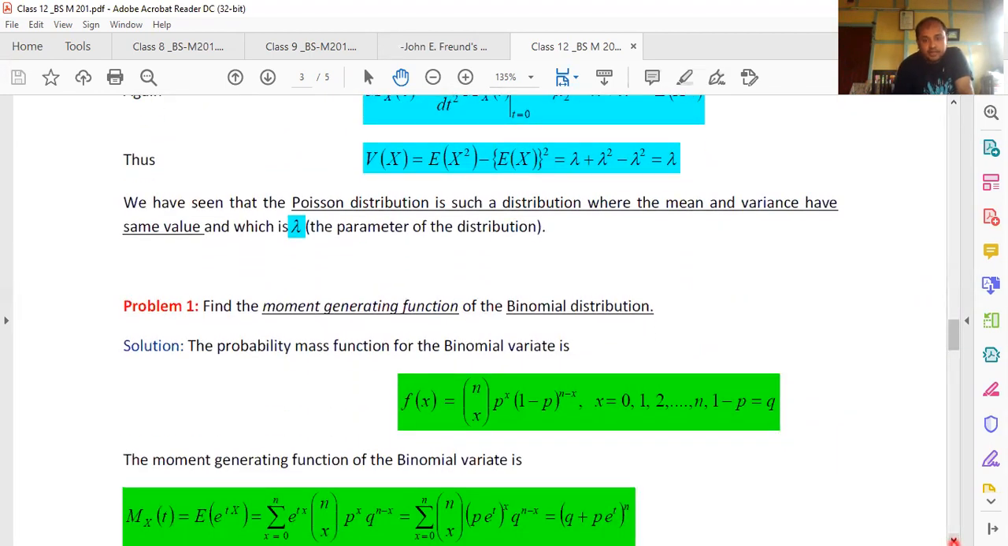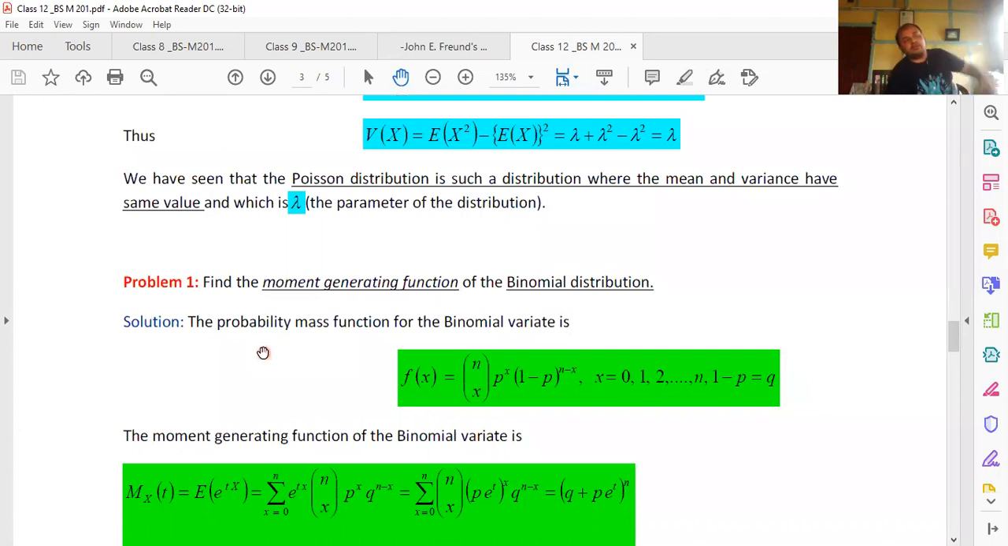Second problem. Yes, there is a printing mistake, because the previous one was problem 1, so this should be problem 2, but this is a pardonable printing mistake. Anyway, in the second problem, we have considered the binomial distribution case. In the binomial distribution, you know the probability function takes the following form.